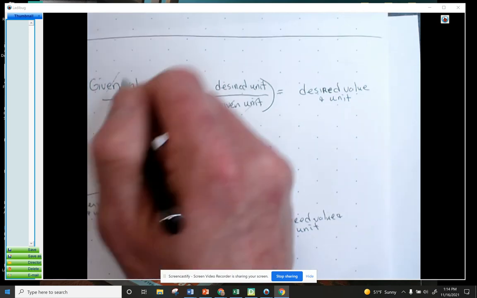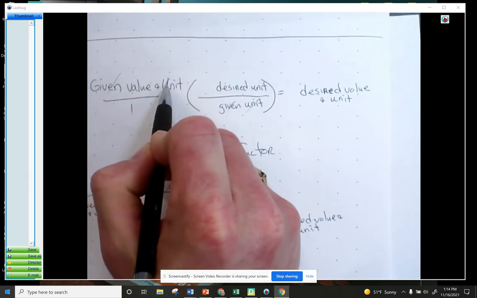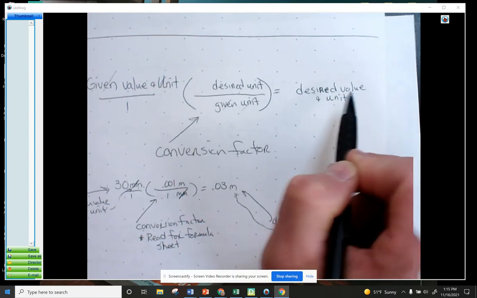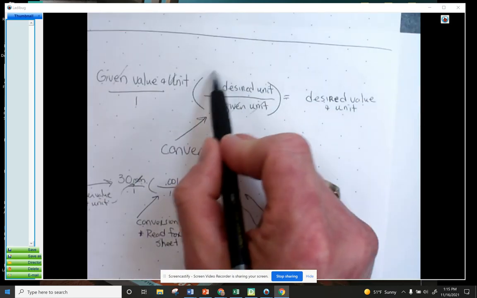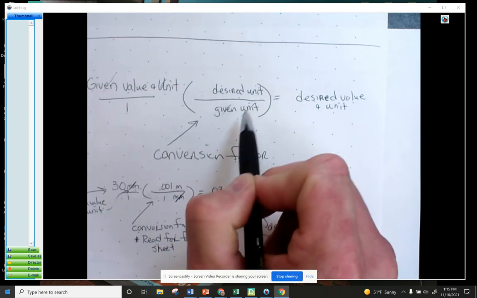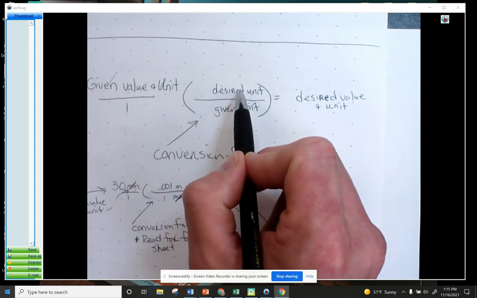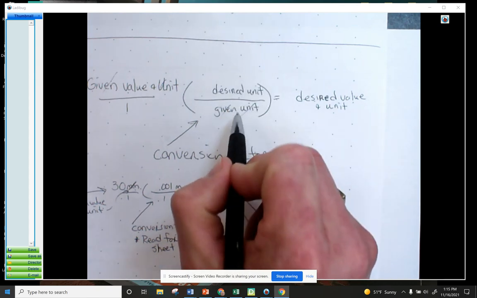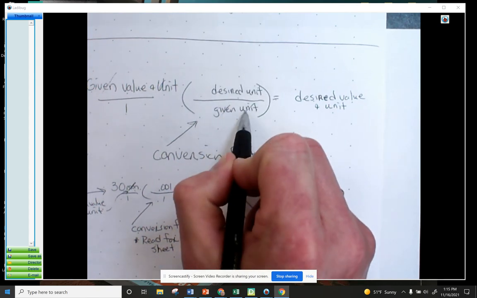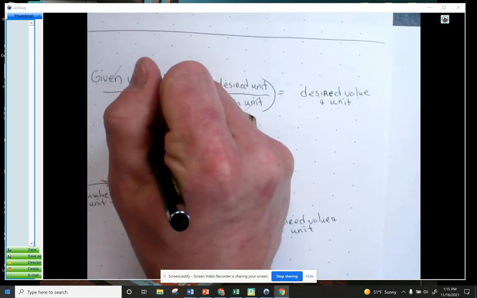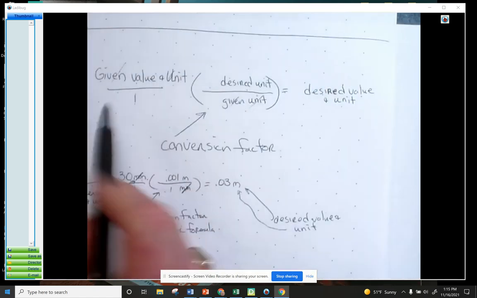Just as a quick review, you're going to have a value in a unit here, and you want to convert it to a different value in a unit. They're equivalent. In order to do that, you need this conversion factor. That is taking the given and desired units and setting them equal to each other. You're going to need to use your conversion chart for this. Given's on the bottom, desired's on the top, unless you have a given unit in the bottom here.